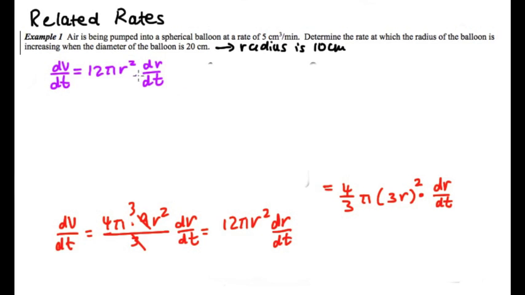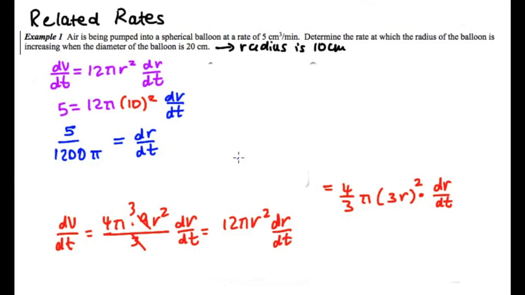So what did we know? We knew that dV/dt is 5, so let's plug that in. So 5 equals 12 pi, and what was r? Radius is 10 centimeters. So let's plug in 10 squared. And what's dr/dt? Well, we don't know what dr/dt is, so I'm going to write that in blue. And now everything here is a constant except dr/dt. So all we need to do is solve for dr/dt. So let's divide by 12 pi times 100. So 5 over 1200 pi is equal to dr/dt.